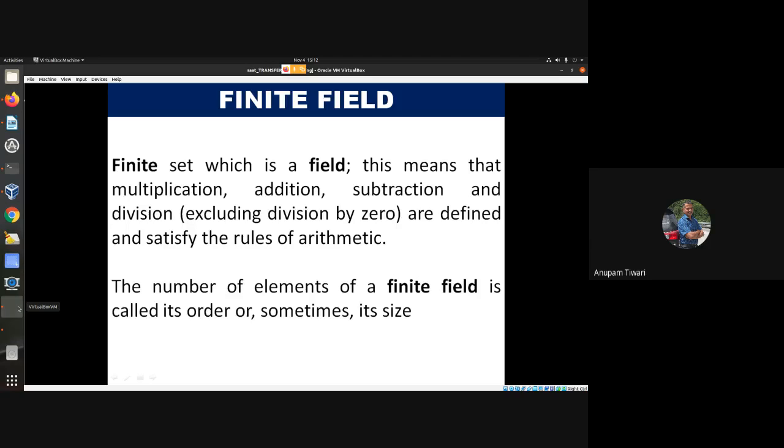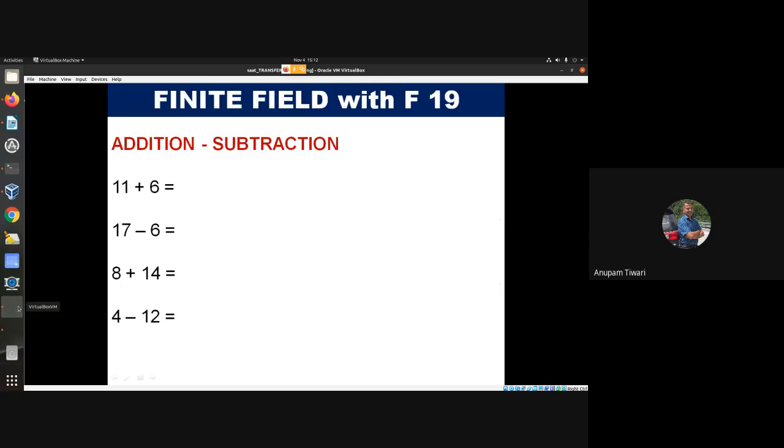A finite set is a field. That means wherein multiplication, addition, subtraction, and division are defined and satisfy the rules of arithmetic inside that finite set only. From the definition, you may not be able to assimilate that much. Now here on the slide, I have got a finite set of 19 elements.